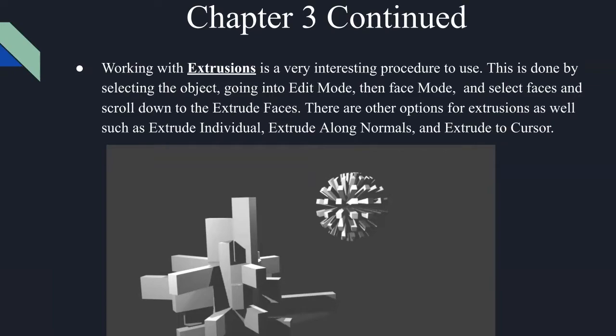Now I have two examples below. The object on the left, I extruded each face individually. So I took the cursor and extruded each face with my own hand. And then the object on the right, I extruded each face all at once, so they're all the same length, same level, so it all looks the same and uniform, and it gives it a much more unique look.